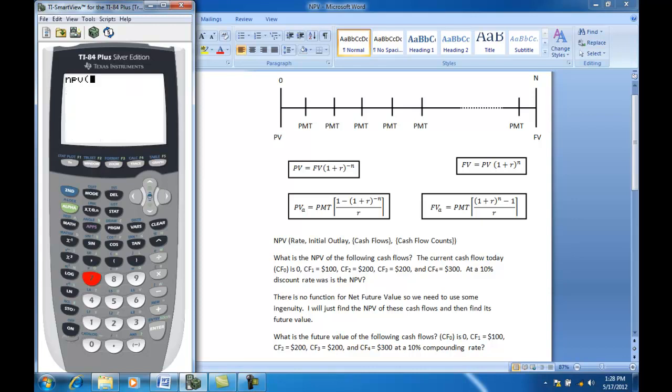Now the math behind this calculation is rather simple. All you're really doing is taking each individual cash flow and discounting it back and then adding them up, hence the net and net present value. Now here's your function.